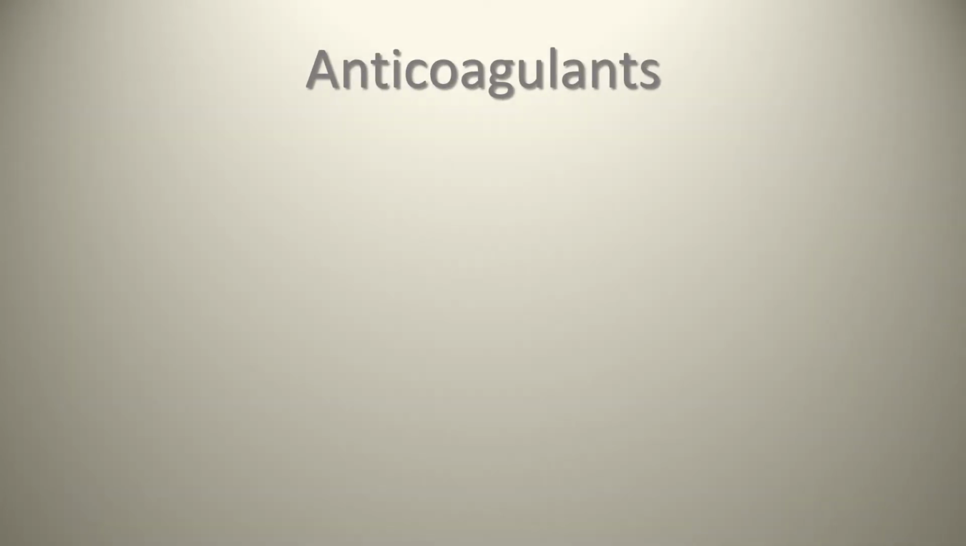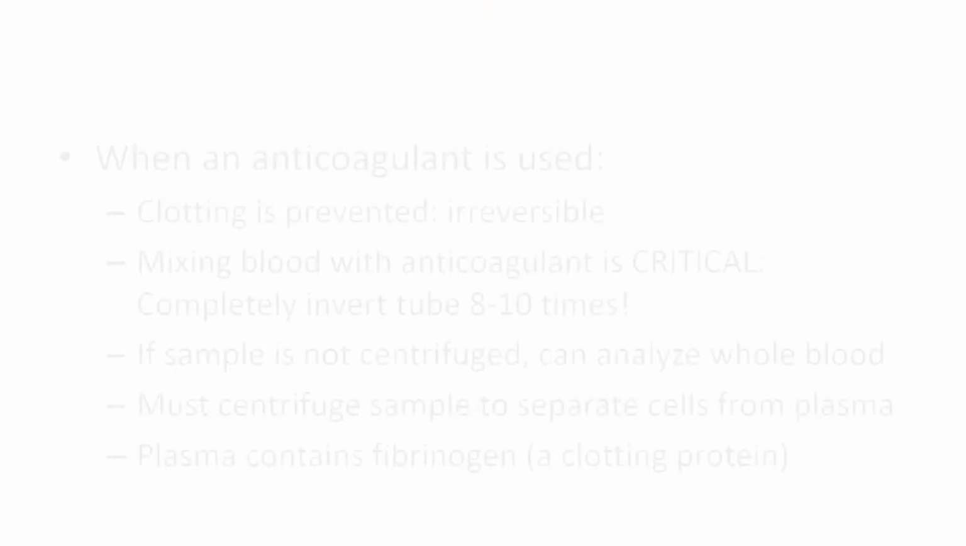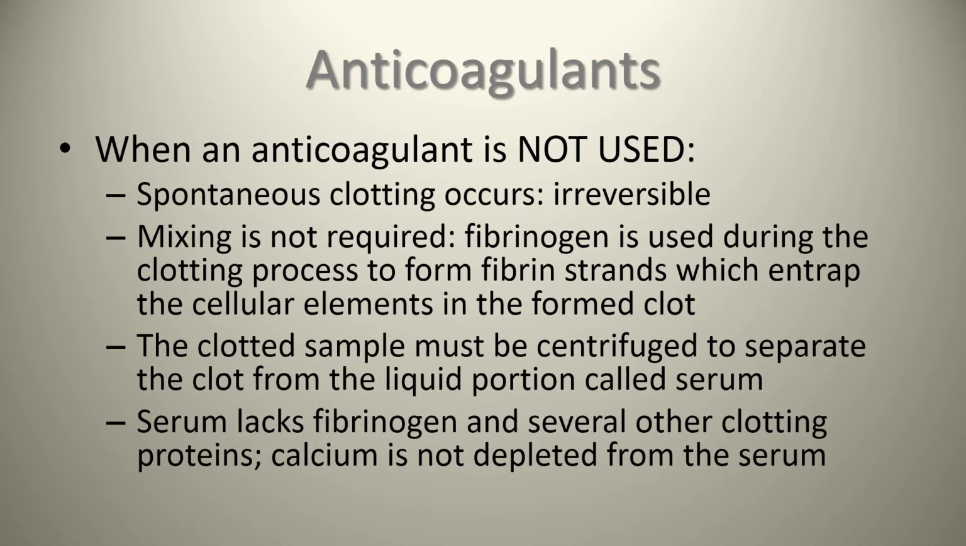So when an anticoagulant is used, clotting is prevented. This is irreversible. Mixing the blood with anticoagulant is critical. So if you're going to draw blood into a tube with an anticoagulant, you have to ensure that you completely invert the tube 8 to 10 times to ensure that the blood is mixed with that anticoagulant. If the sample is not centrifuged, you can analyze the whole blood. Otherwise, you centrifuge the sample in order to separate cells from the plasma, and the plasma will contain fibrinogen, which is a clotting protein.